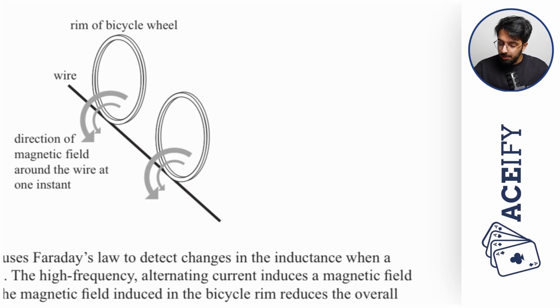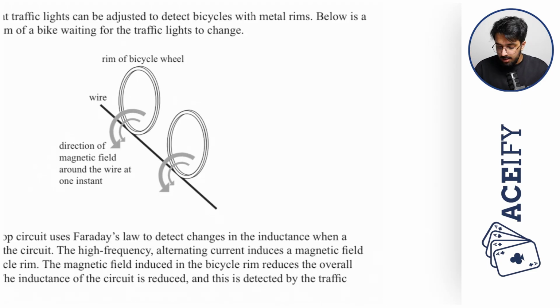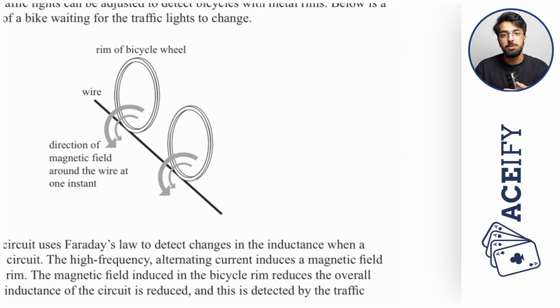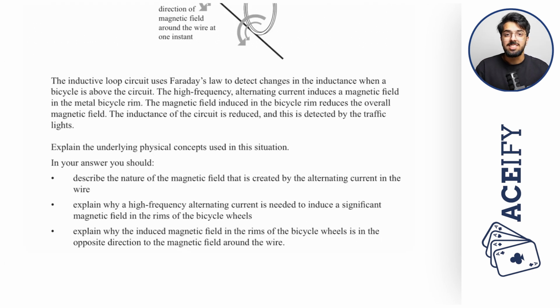Now, once there's an EMF induced in the bike rims, there's obviously going to be a current being produced, and once there's a current being produced, there is going to be a magnetic field being produced around the bike rims. Now, due to Lenz's law, this magnetic field is going to be produced in a way that's opposite to the magnetic field that produced it, okay? So the magnetic field that's around the rims of the bicycle is going to be in the opposite direction to the magnetic field that is produced due to the wire. And so these two magnetic fields are going to cancel each other out. And when this happens, the inductance of the circuit decreases.